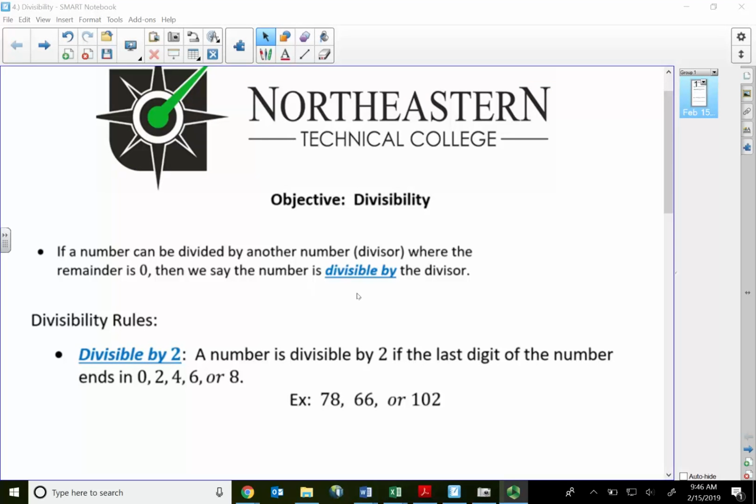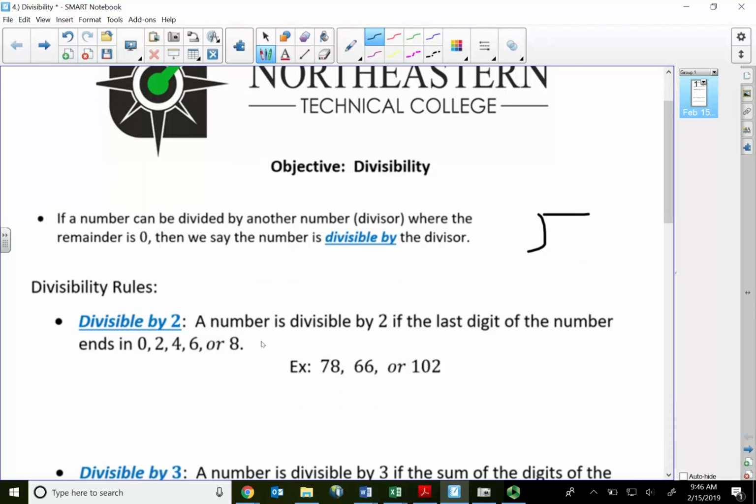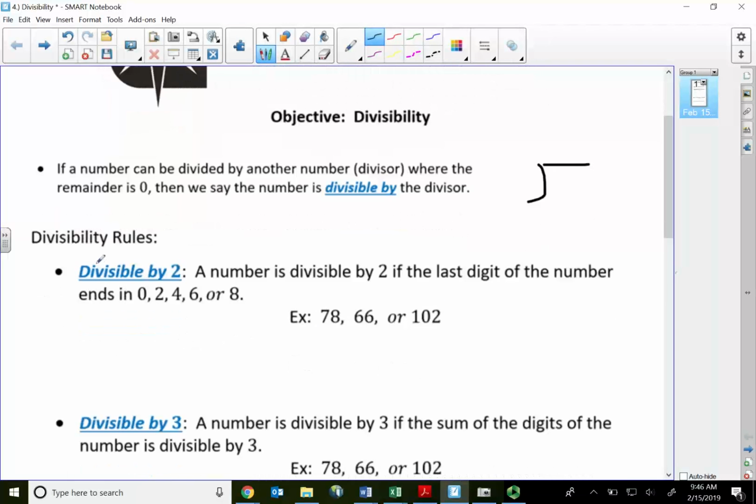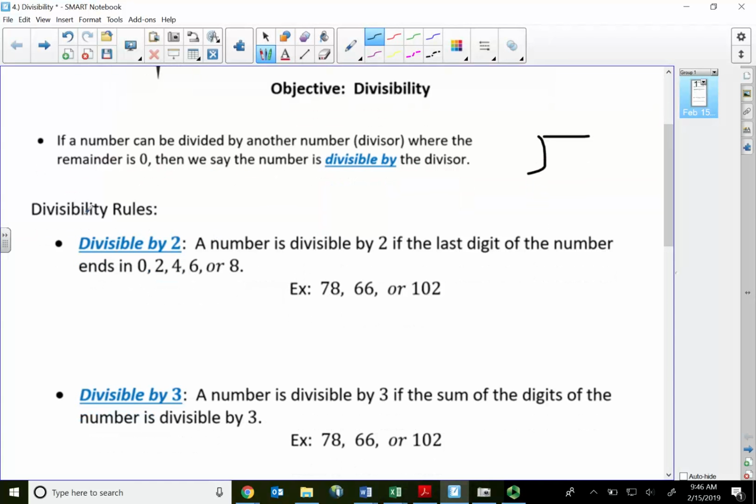What that means is that a lot of times when we say something goes into something, there's something on the outside going into my dividend, or my number, evenly, and that's exactly what we're talking about right here. These are the divisibility rules. They can definitely help us when it comes to simplifying or reducing fractions.